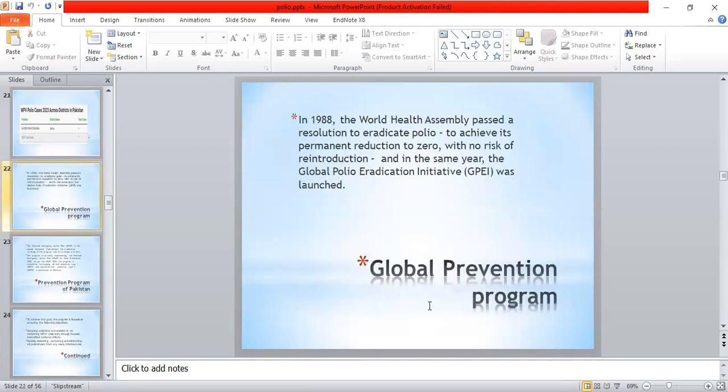Global prevention programs. In 1988, the World Health Assembly passed a resolution to eradicate polio to achieve its permanent reduction to zero with no risk of reintroduction. And in the same year, the Global Polio Eradication Initiative was launched.